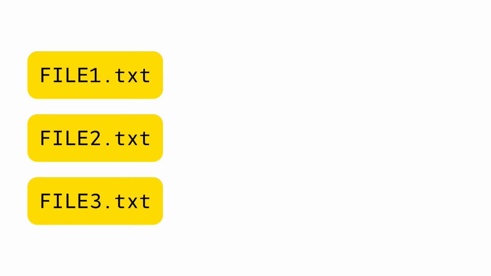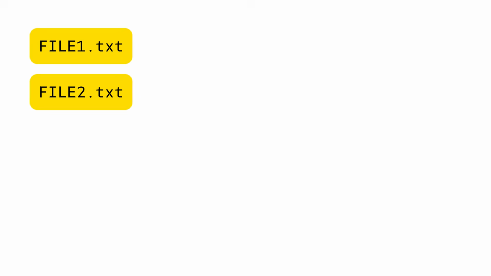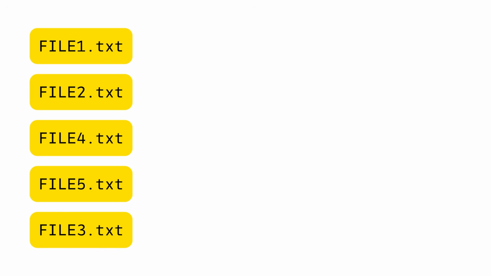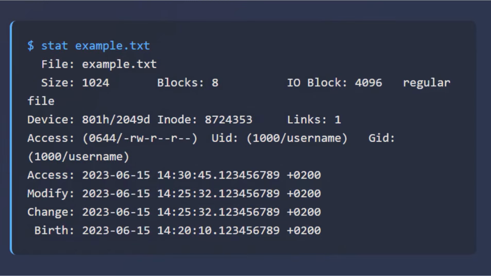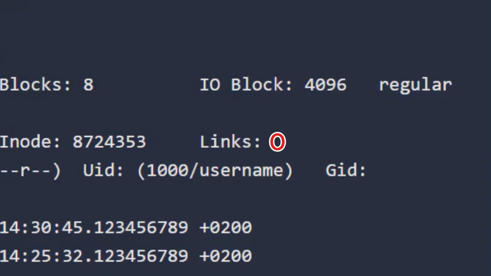The file name lives in a directory file, which is just a list of names mapped to inode numbers. This is why hard links exist. You can have 5 different file names in 5 different folders, all pointing to the exact same inode. The file isn't deleted until the link count hits 0.